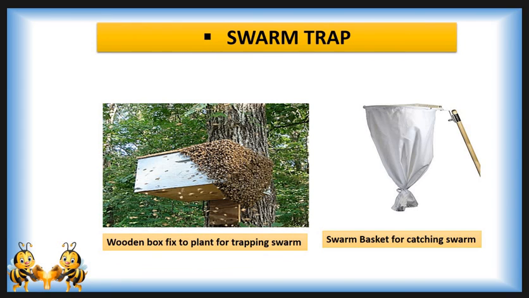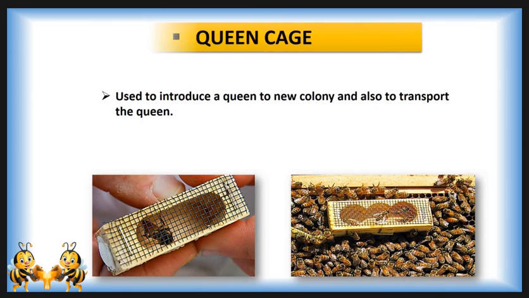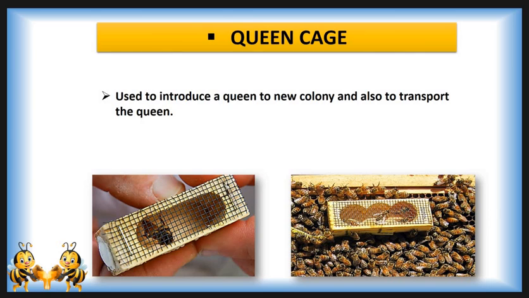Then the swarm trap, a basket or box to catch or trap the swarming bees. Here the wooden box is fixed to the plant for trapping the swarm, and a swarm basket or swarm bag is used for catching the swarm. Then the queen cage. A queen cage is used to introduce a queen to a new colony and also to transport queens.